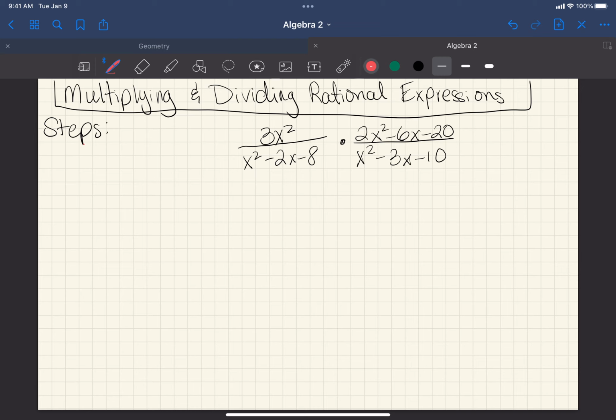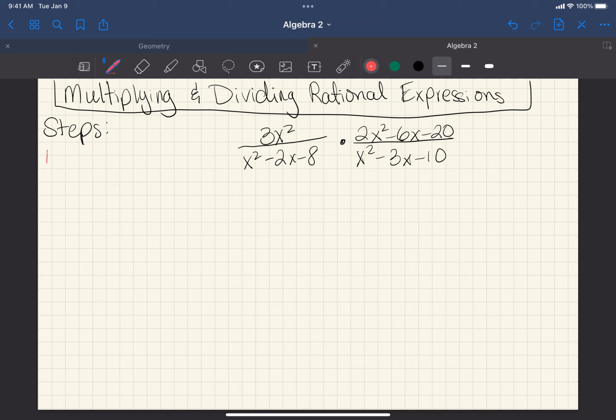Hey everyone, so I'm going to go ahead and get started. We're now going to look at multiplying and dividing rational expressions, right? We've already covered adding and subtracting, so now we're looking at multiplying and dividing. And much like adding and subtracting rational expressions, this is also very similar to when we multiply and divide fractions, right? So here's our first problem.